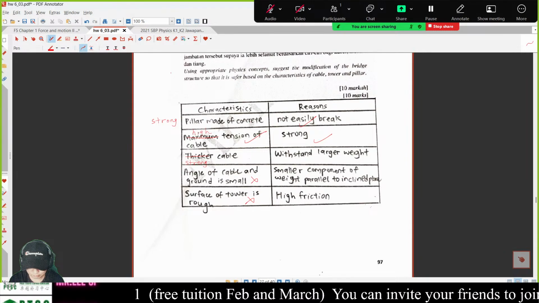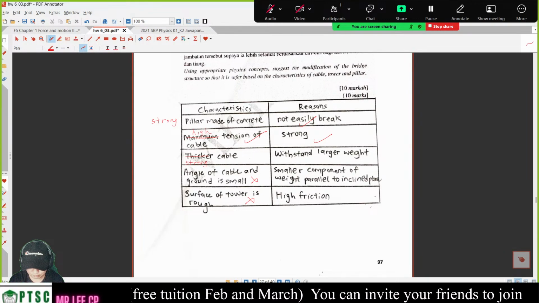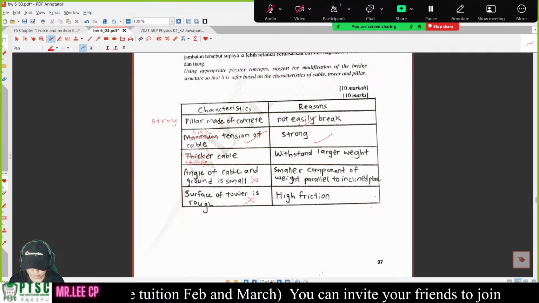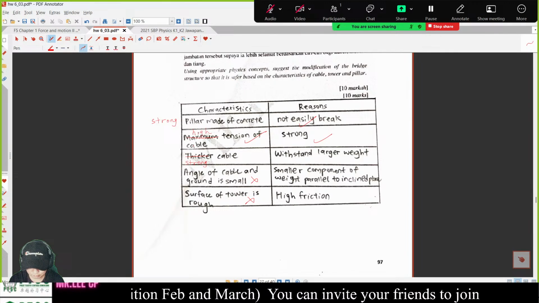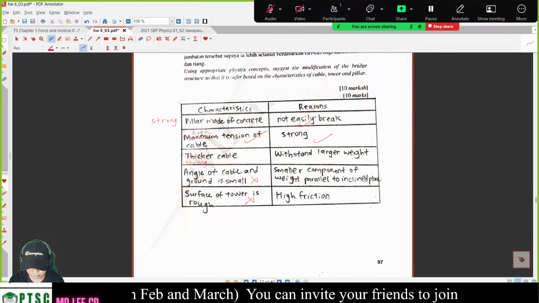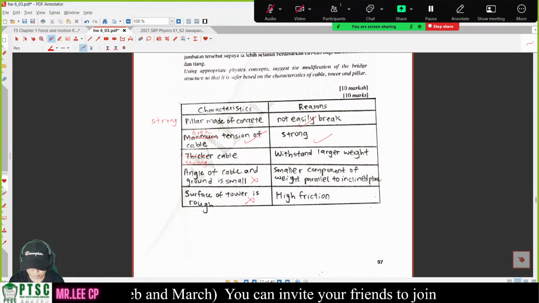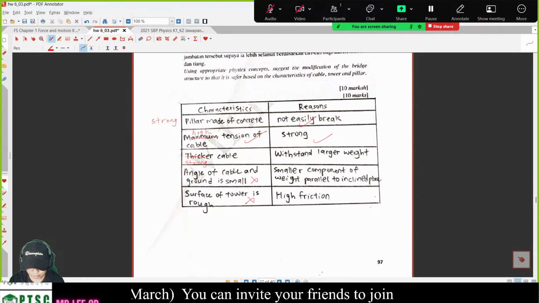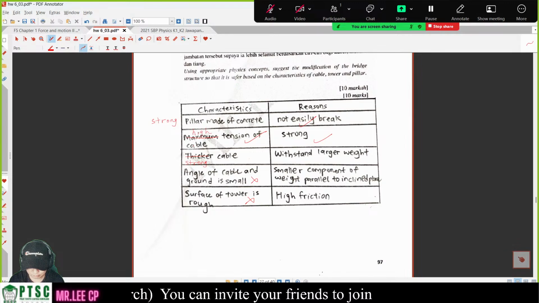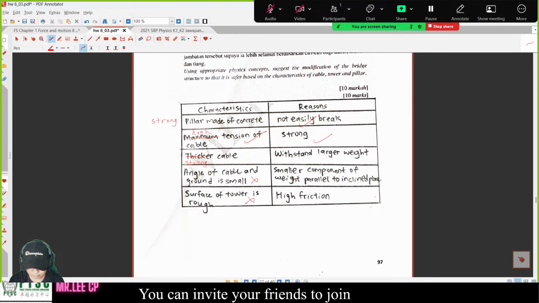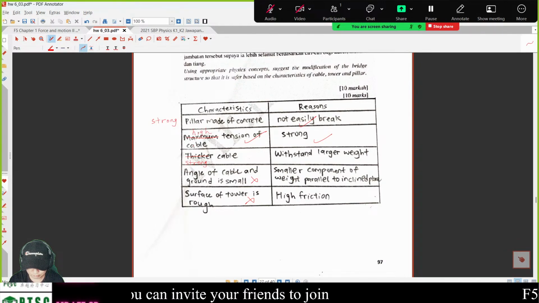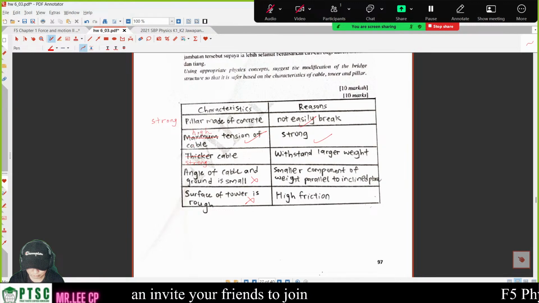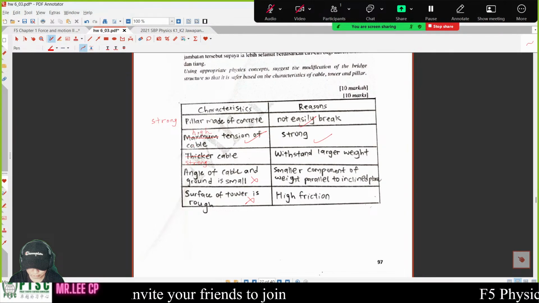And then maximum tension. What is meant by maximum tension of the cable? My string only has 2 Newton. Maximum? My rubber band is 2 Newton only. So maximum means highest. You have to use the word high. Cannot use maximum. This is a common mistake made by students.